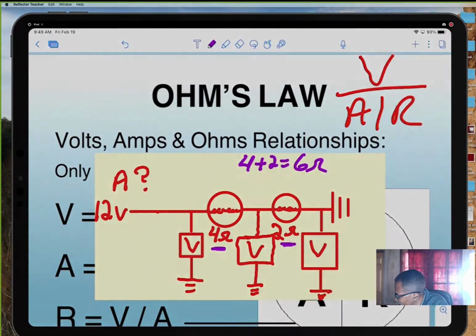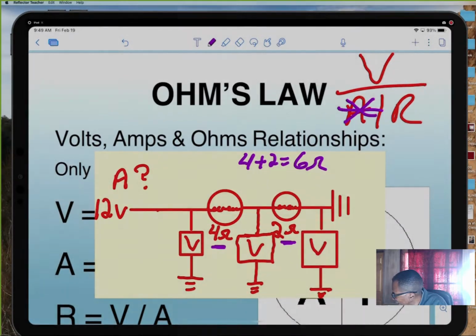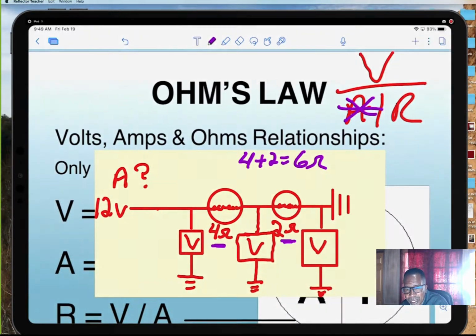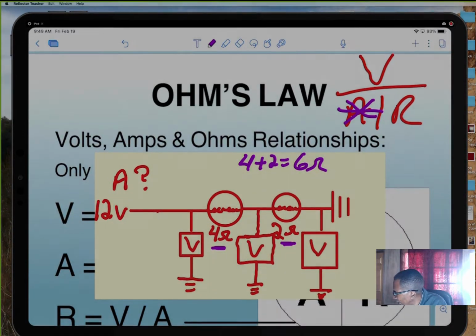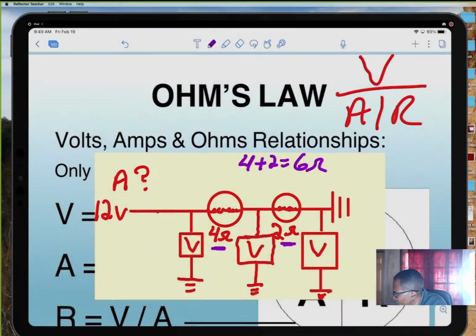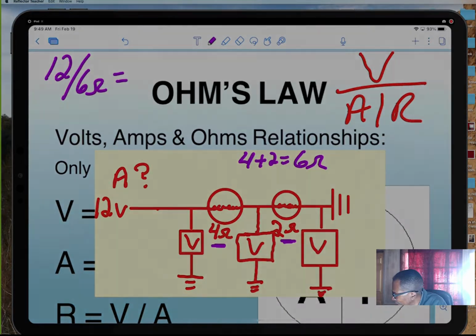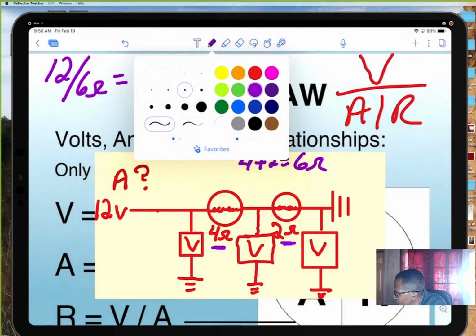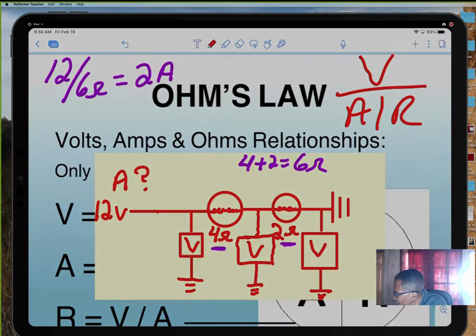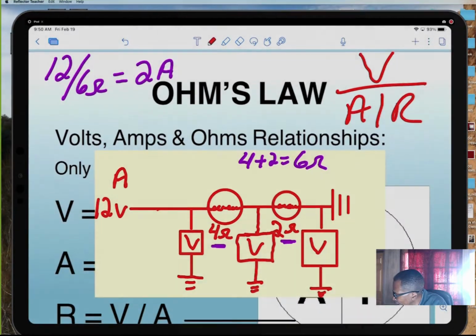12 divided by 6. Right. Since we want to find our amperage, it's voltage divided by the total resistance, which is 6 in this case. So it's 12 volts divided by 6 ohms equals 2 amps. So our amperage in this circuit is 2 amps.